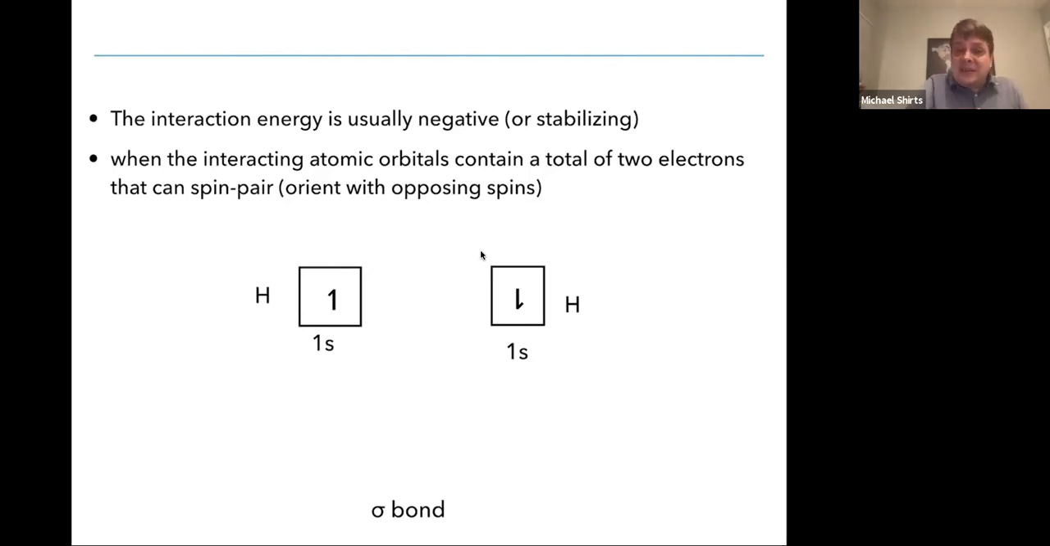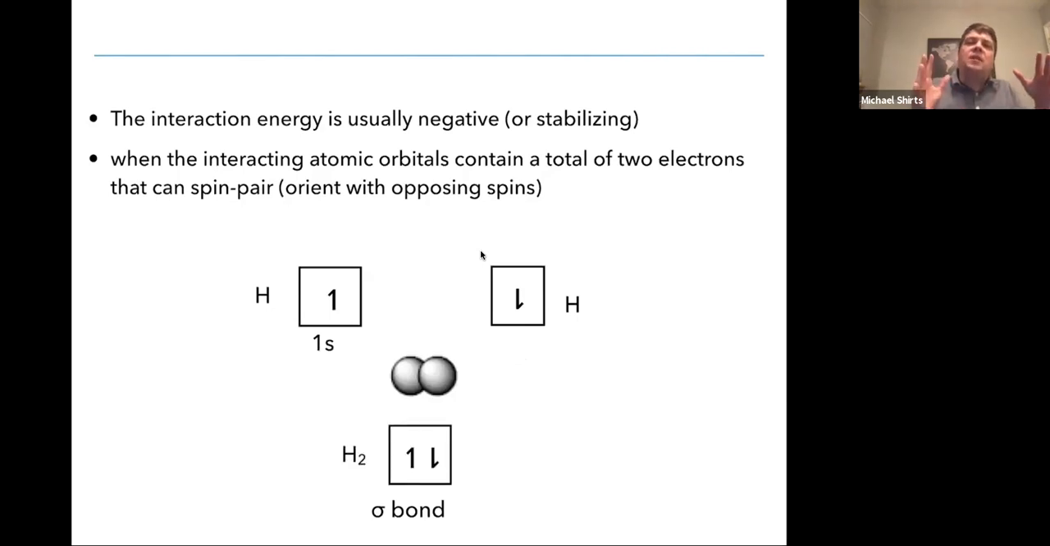It's usually stabilizing when interacting atomic orbitals contain a total of 2 electrons that can spin pair, orienting with opposing spins. So for example, in the simplest case, when you have 2 hydrogens, they each have 1 electron because they've got 1 proton. If the orbitals come together, then you essentially have a single molecular orbital that can have both a spin up and a spin down, because the requirement that any orbital can only have a maximum of 2 electrons, 1 spin up and 1 spin down, holds in all these levels of theory. You can't get away from that.